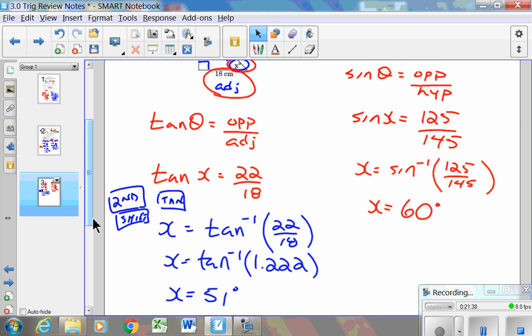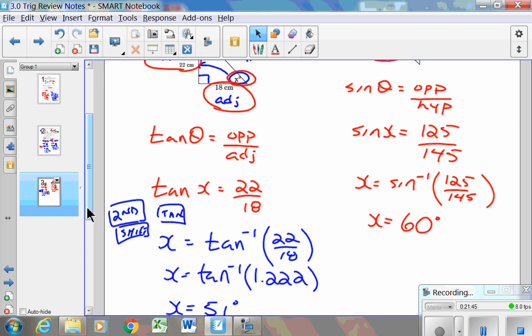So that's a very quick review of sine, cosine, and tangent, as well as working with Pythagoras: a squared plus b squared equals c squared.